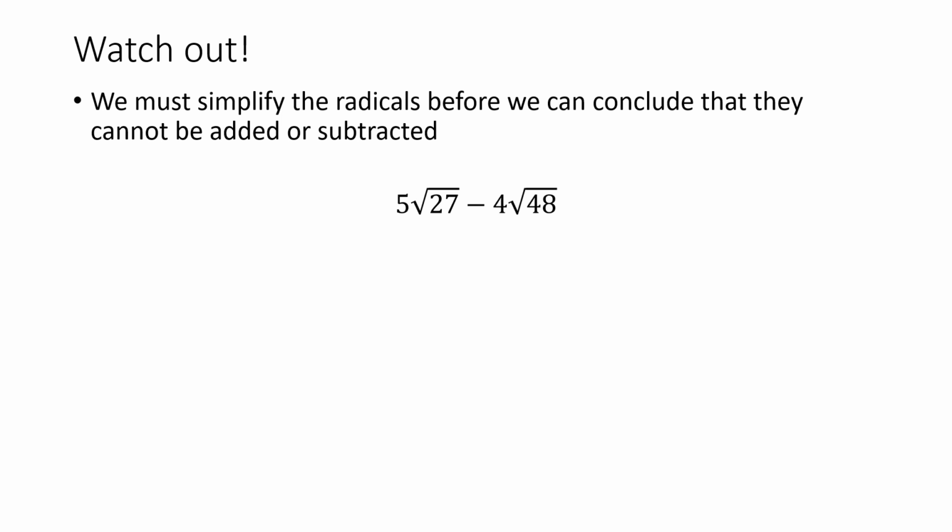All right, now watch out. We must simplify the radicals before we can conclude that they cannot be added or subtracted. So here we have 5 root 27 minus 4 root 48. And those radicals do not appear to match, but we do have to simplify them and see whether we can get them to match. So for this, I'm going to go ahead and simplify this out. We covered that in a previous lesson. I'm going to go ahead and link that.